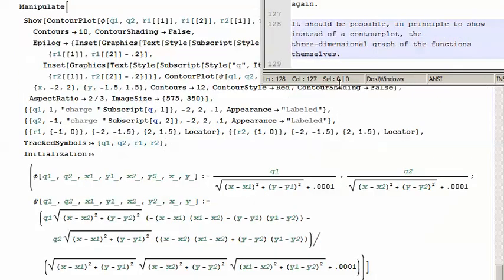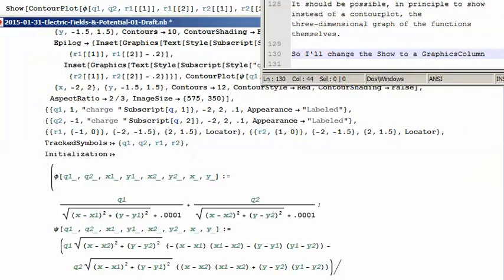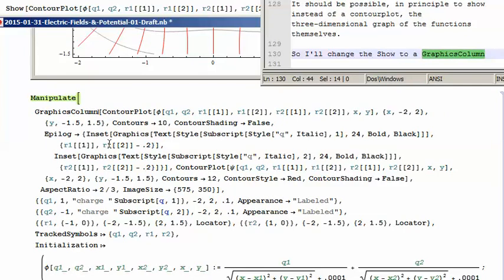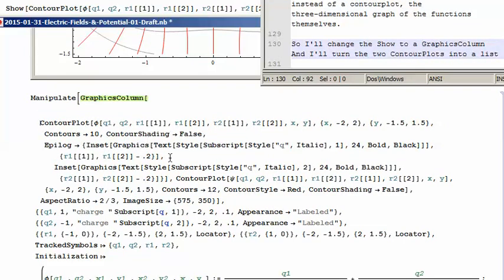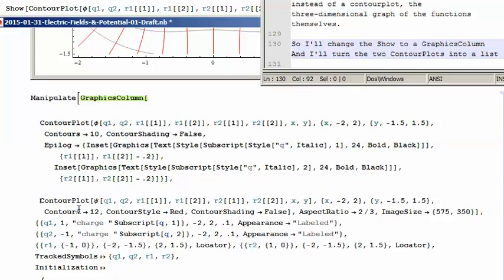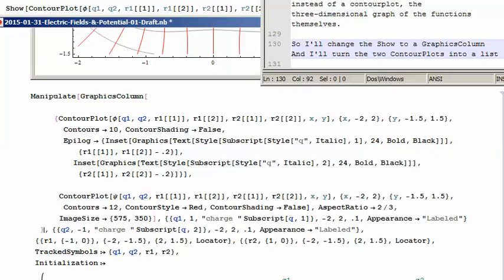It should be possible in principle to show, instead of a contour plot, the three-dimensional graph of the functions phi and psi themselves. So I'll change the show to a graphics column. Show graphics column. And I hope to change the 2 contour plots into a list. Fail.